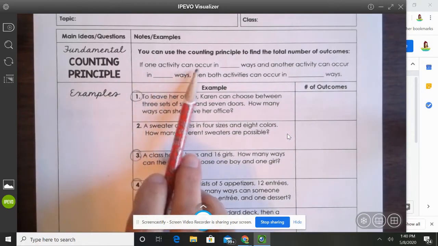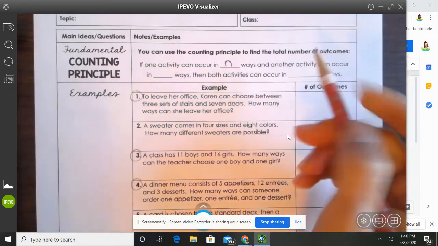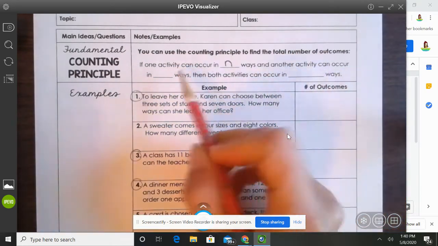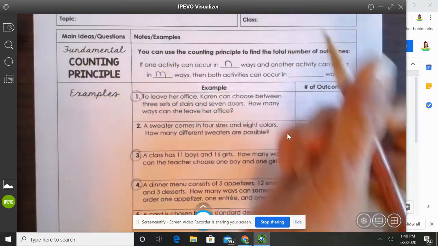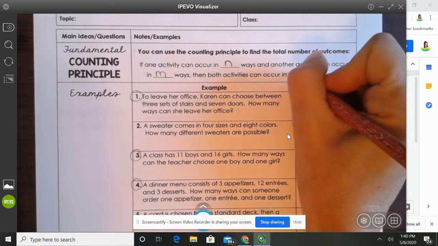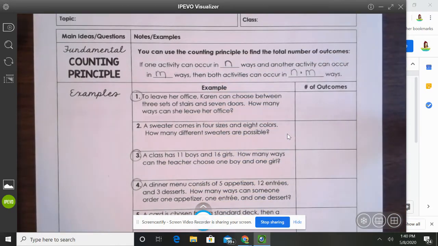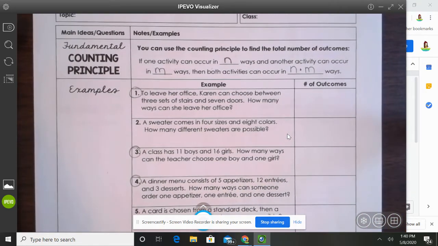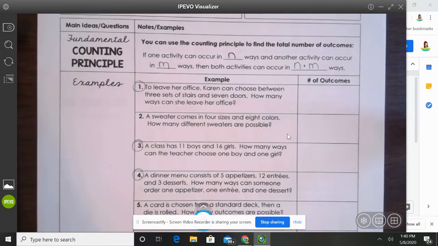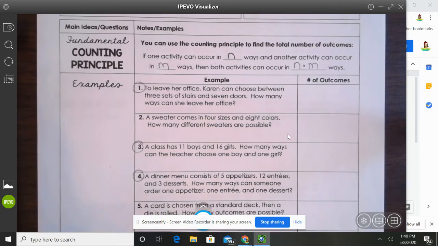If one activity can occur in n ways, and another activity can occur in m ways, then both activities can occur in n times m ways. So you combine the activities. You just combine the number of outcomes to get the total number of outcomes. I'm going to do a couple of examples. You do the ones that are required that I post on your assignment.